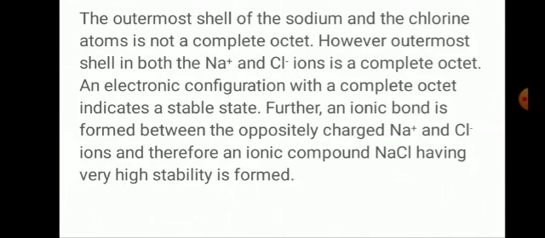The outermost shell of the sodium and chlorine atoms is not a complete octet. However, outermost shell in both the Na plus and Cl minus ions is a complete octet. An electronic configuration with complete octet indicates a stable state. Further, an ionic bond is formed between the oppositely charged Na plus and Cl minus ions, and therefore an ionic compound NaCl having very high stability is formed.